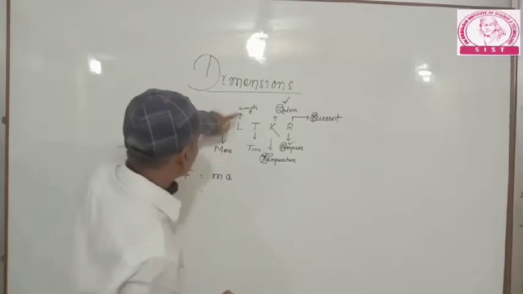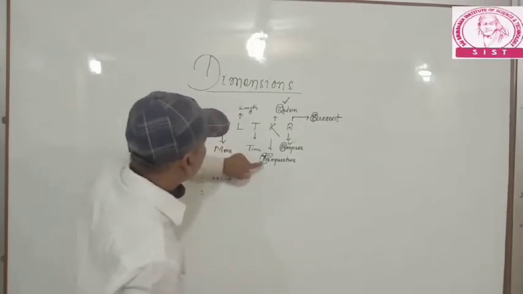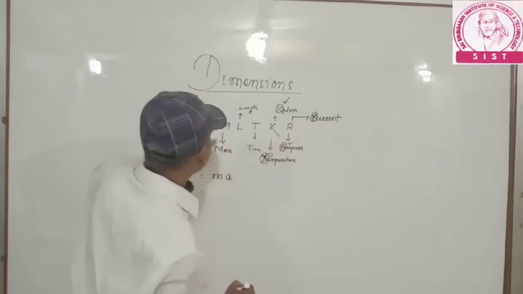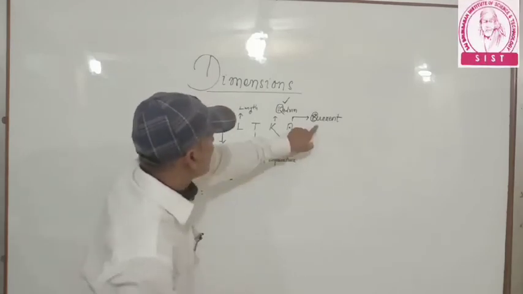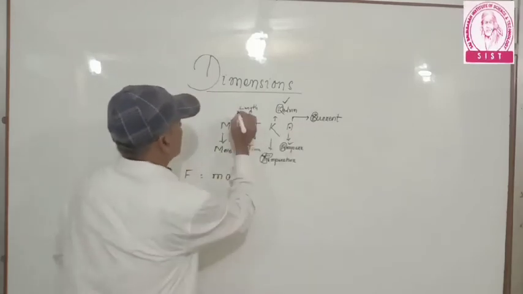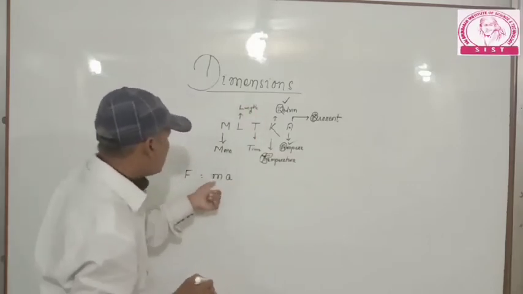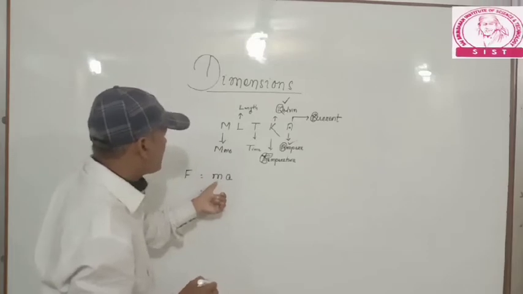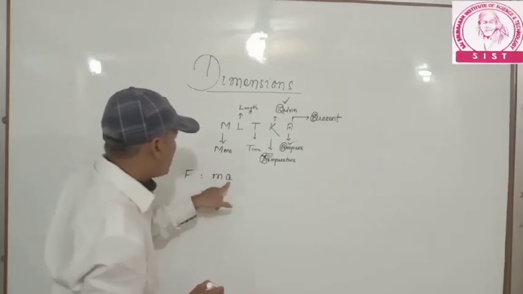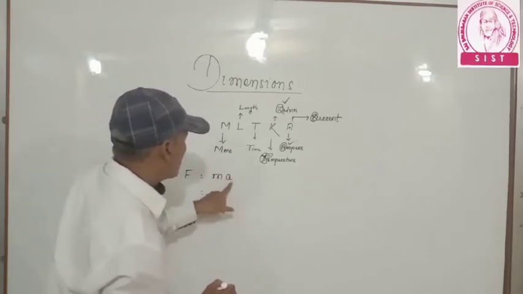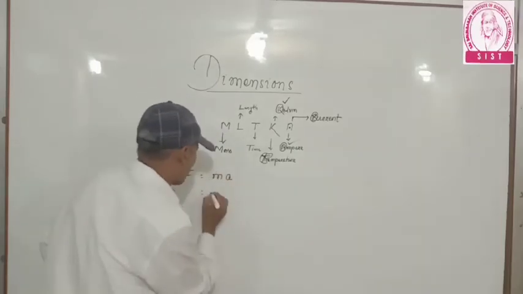Now these quantities are mass, length, time, temperature and current. These 5 physical quantities are fundamental quantities. So now here it is mass. So already it is a fundamental physical quantity, but acceleration is a derived quantity. So we have to split it.